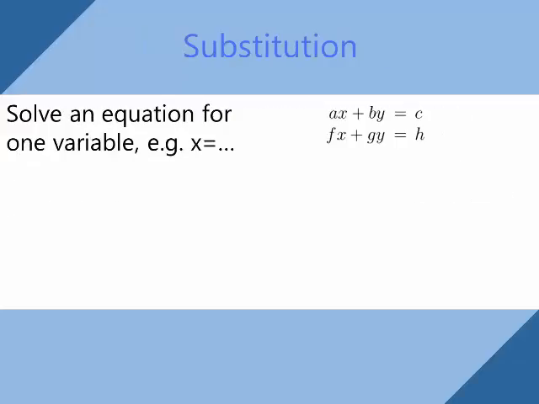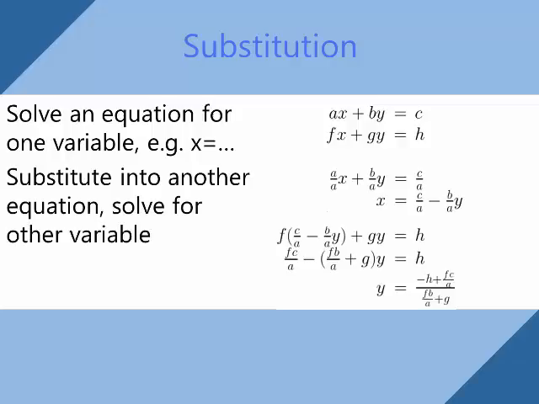For substitution, we'd like to pick an equation and solve it in terms of one variable. For example, x equals something or y equals something. We want x or y by itself on one side of the equal sign. We can then substitute into the other equation and solve for the other variable, in this case, y. After that, we have a number, and we can plug y back into either equation to solve for x.